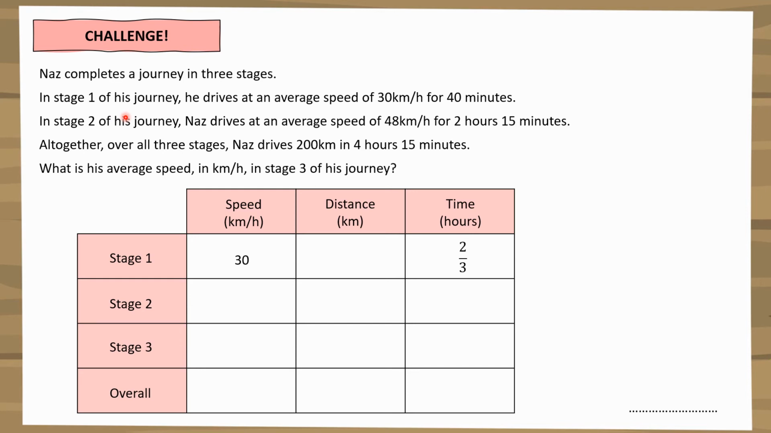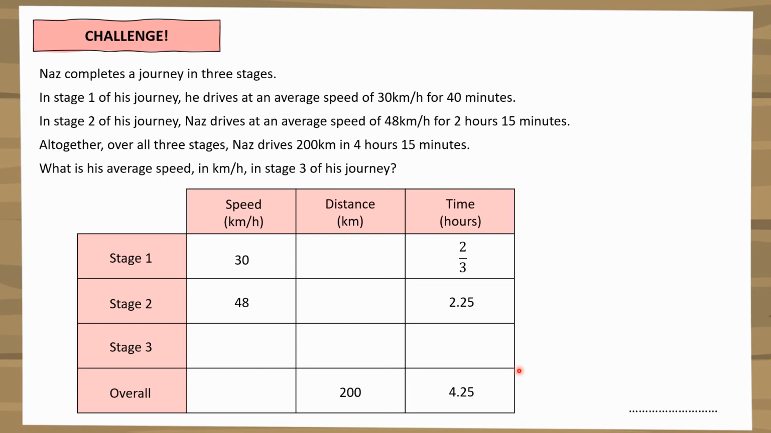Okay, in stage 2 of his journey, Naz drives at an average speed of 48 kilometers per hour. So that's going to go in here. And this is for 2 hours 15 minutes. So 2 hours 15 minutes is 2.25. Altogether, over all 3 stages, Naz drives 200 kilometers. So that's the overall, not stage 3, that's overall. So that's 200 here. And that's 4 hours 15 minutes. So here, 4 hours 15 is 4.25.